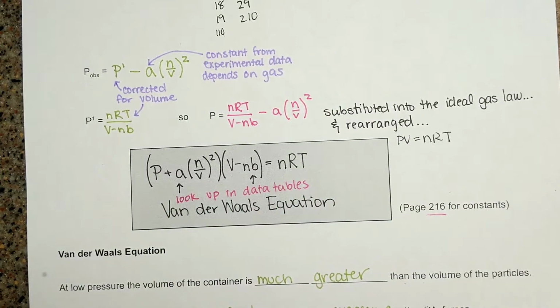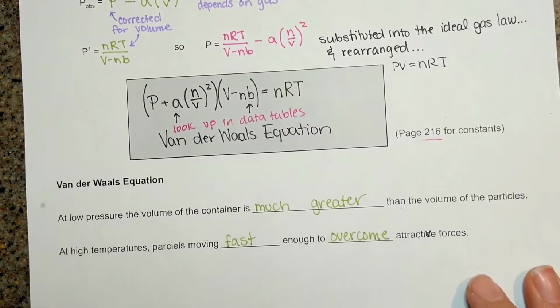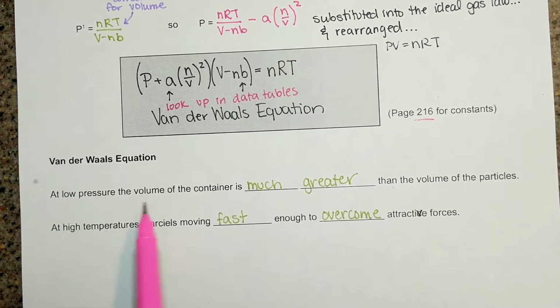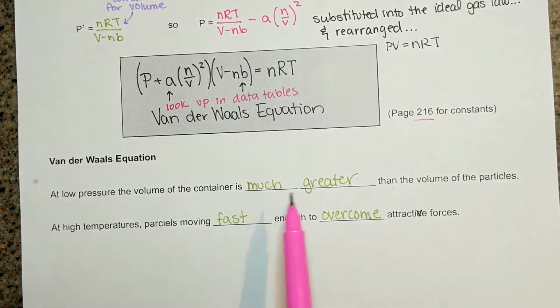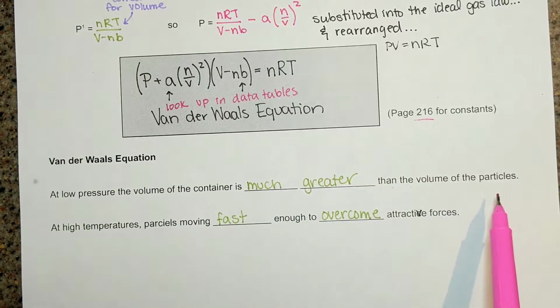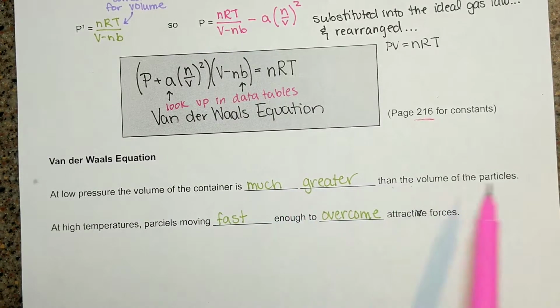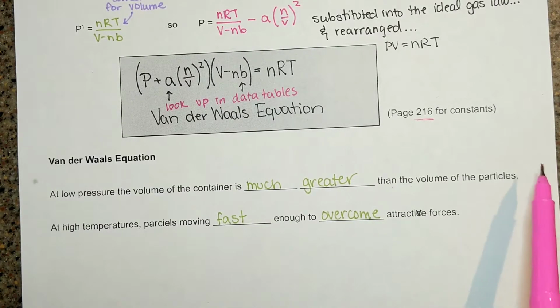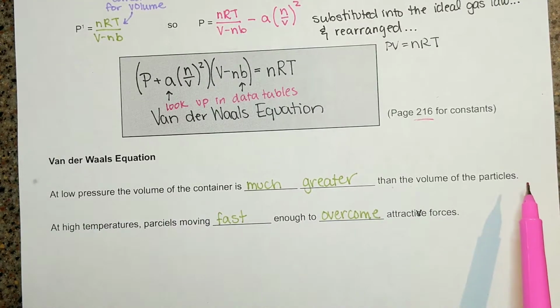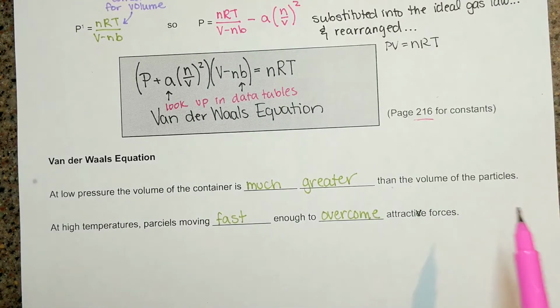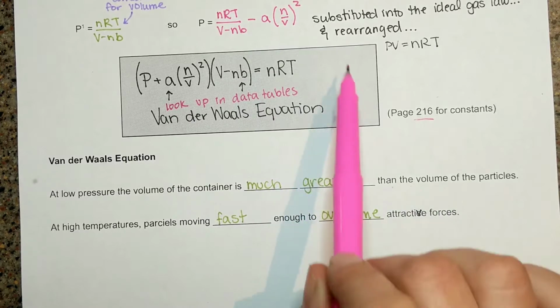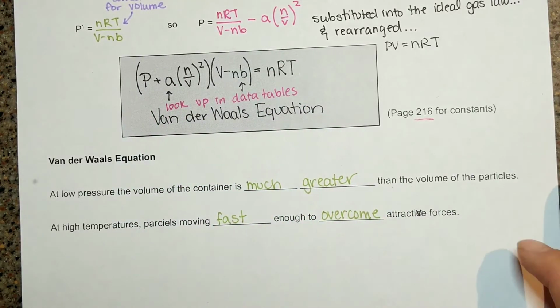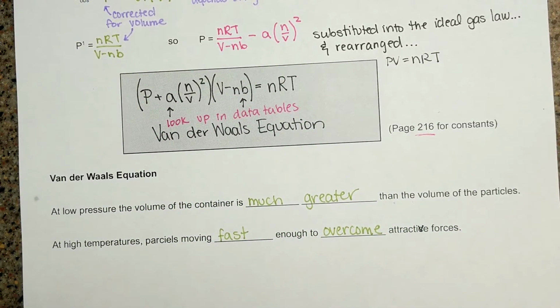Okay. So in summary, Van Der Waals equation said that at low pressures, the volume of the container is much greater than the volume of the particles. So that trumps it. At high temperatures, the particles are moving fast enough to overcome the attractive forces. So because of these things, we can use the ideal gas law, but otherwise, when those aren't in play, we have to go back and use Van Der Waals equation because we're using real gases.